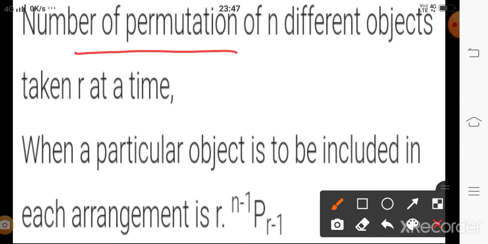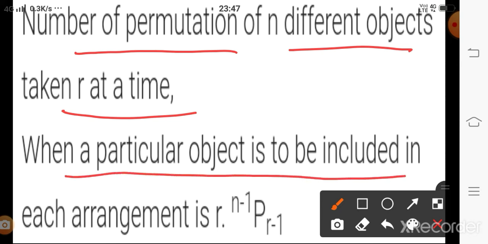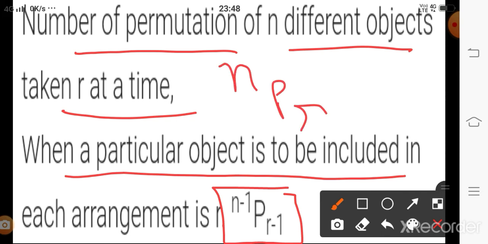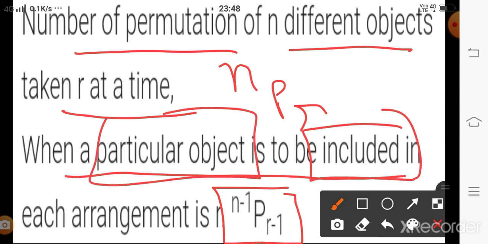The number of permutations of n different objects taken r at a time, nPr, we know this. And when a particular object is to be included in each arrangement, then this value becomes n minus 1 P r minus 1. nPr we are getting when n different objects are taken r at a time, and when a particular object is included, then we are getting n minus 1 P r minus 1.